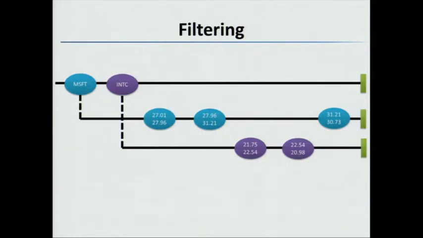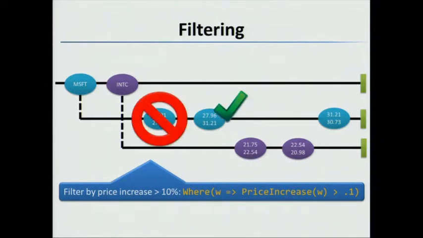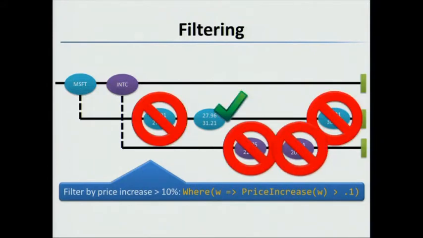We can do some sort of calculation to figure out if there's a 10% increase. In this case, we'll do a Where, which is a filter, and we check to see if the price increased by our threshold amount. The first one has not, this one has not, and so on. And all we're left with is the single one.